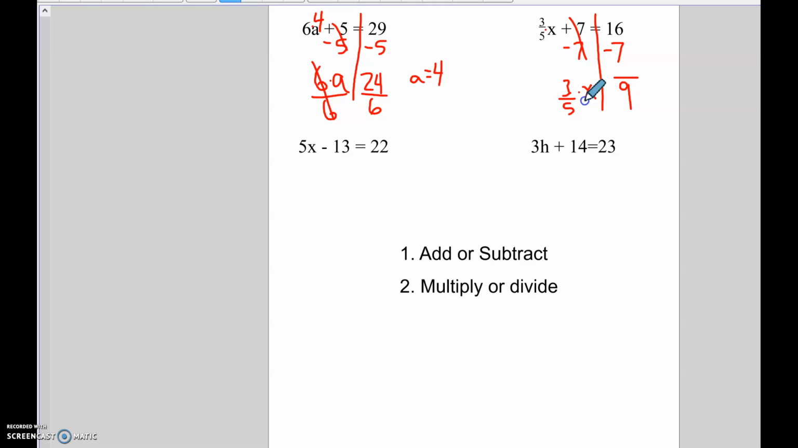Okay, so this is 3/5 times x. So what I'm going to do is divide by 3/5 on each side because that's the inverse. 3/5 divided by 3/5, that's the inverse, so I'm going to cancel that out. And I'm going to put in my calculator 9 divided by fraction button 3/5. Okay, so I would get 15. So x equals 15.